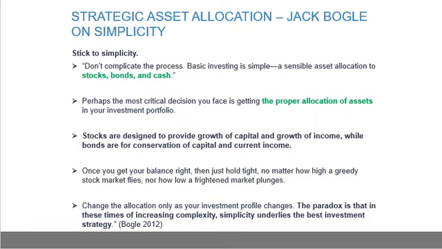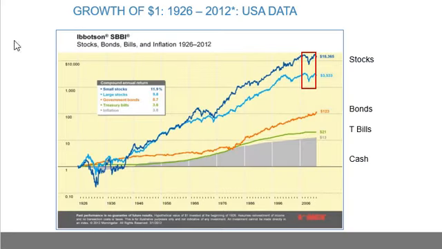So the theme throughout this presentation is that setting up and managing a core portfolio of stocks, bonds, and cash does not need to be complicated. It can be fairly simple. The purpose of this slide is to back up the previous slide with some data. The previous slide says that stocks are for growth of capital and income, and bonds are to protect your capital. So where are we getting this data from? It's from the Ibbotson SBBI yearbook.